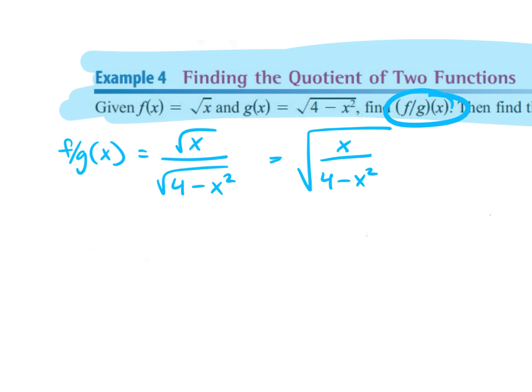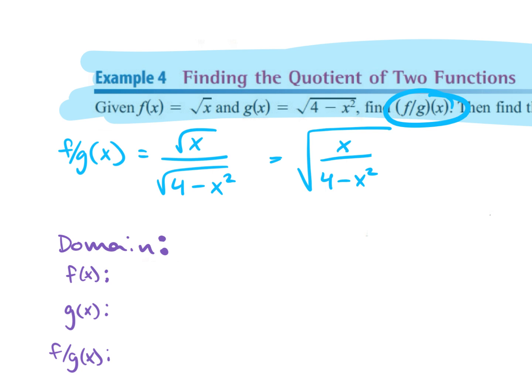Next thing we want to do is find the domain. So there's 3 things that we have to check for our domain when we're talking about combination functions. So we want to check for the domain of f. We want to check for the domain of g, and we want to check the domain of f over g of x. So like the whole thing, what we just found. And then our domain of the whole function is going to be what overlaps between these 3 domains.